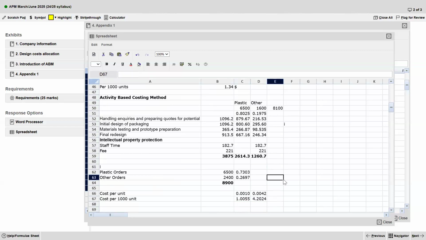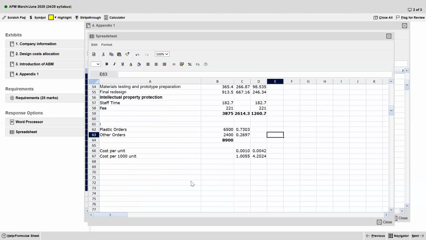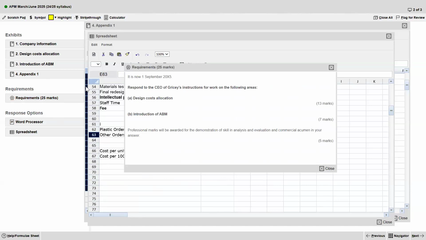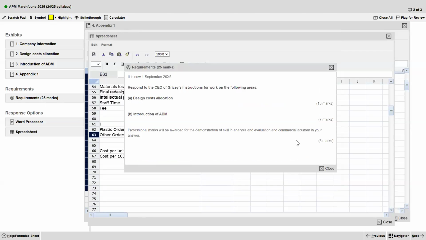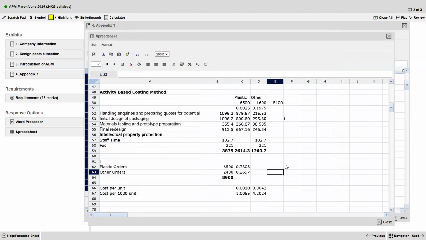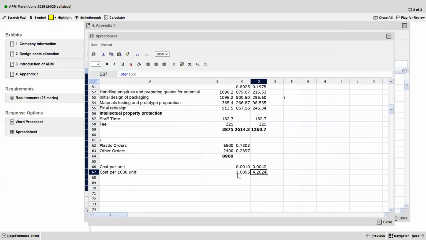So this is what we have. Now, what is the requirement of the question? The requirement of the question is okay. So this is what you have got. You have got $4.2, $1.055. You were thinking that both have got same cost, but it's not the case.